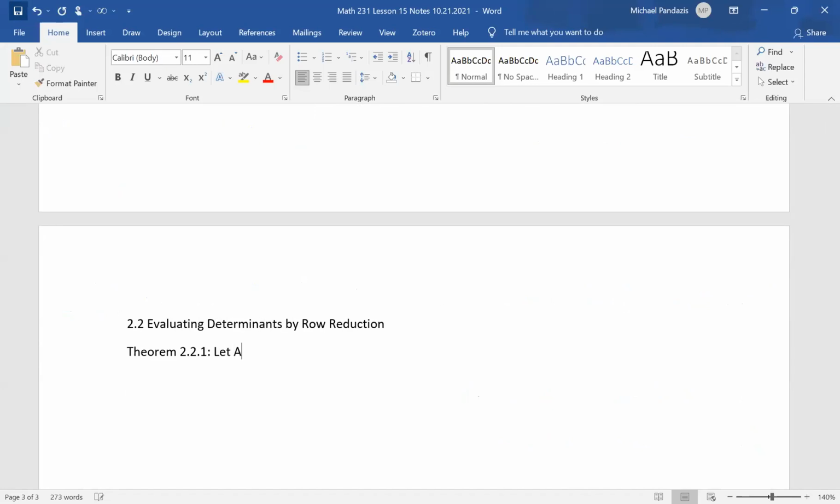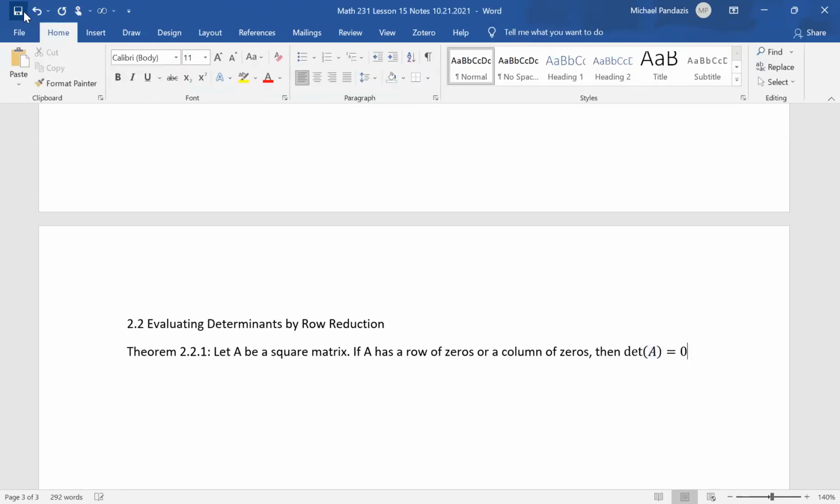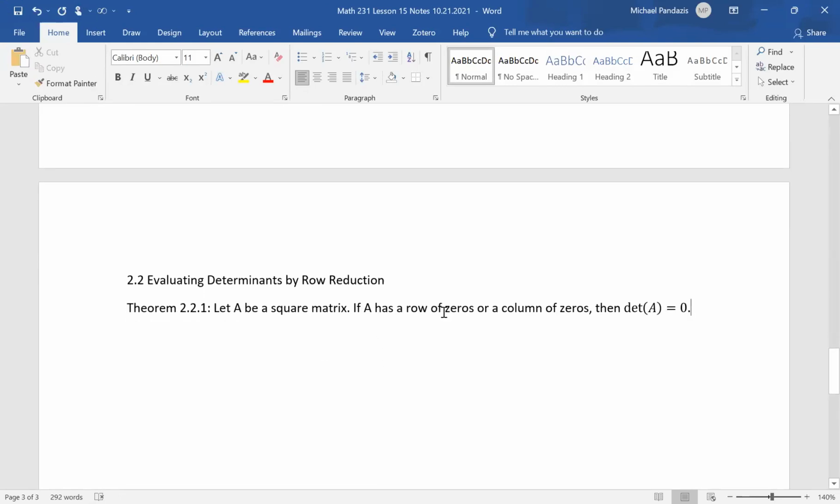Let capital A be a square matrix. If capital A has a row of zeros or a column of zeros, then the determinant of that matrix is equal to 0. Okay, so let A be a square matrix. If A has a row of zeros or a column of zeros, the determinant of that matrix A is equal to 0.